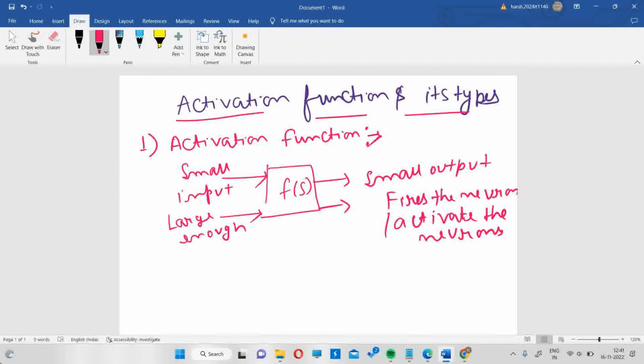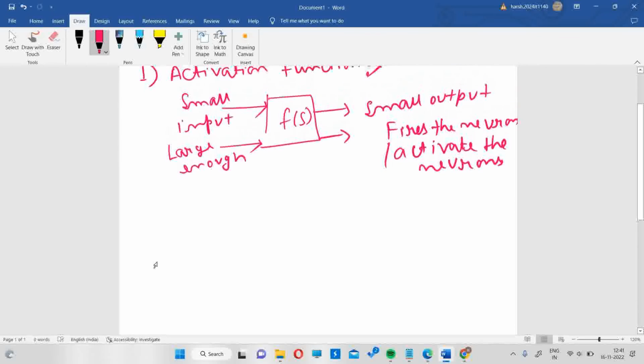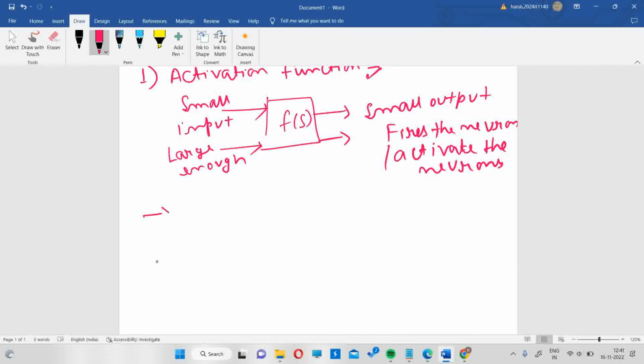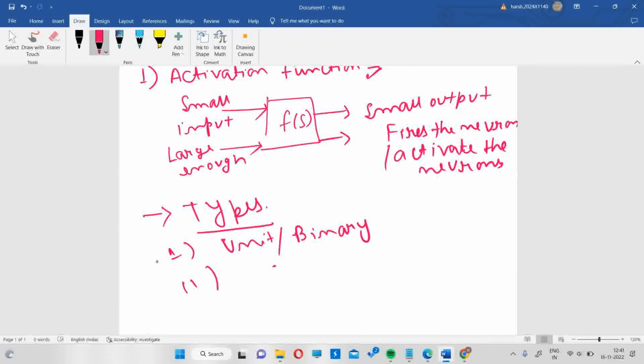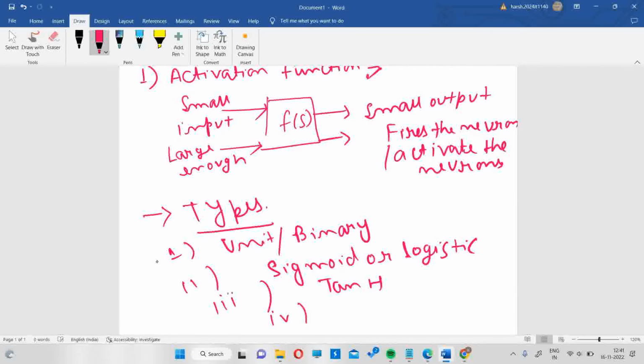Now coming to its types. What are the types? So there are five types of activation function. What are they? First is unit or binary. Second one is sigmoid or logistic. Third one is tanh. Fourth one is ReLU. And fifth one is softmax.